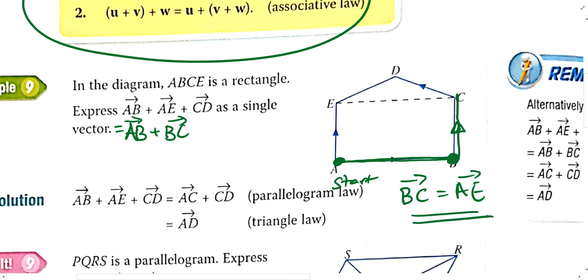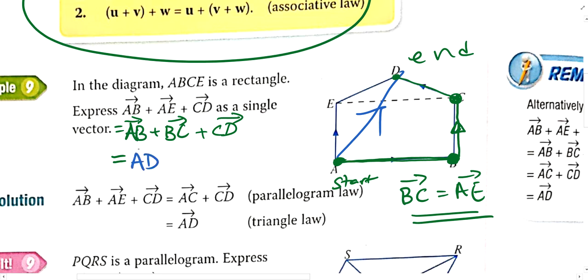Okay so far? So now from A, I move to B, I move to C. What is the last one? Plus CD. I'm very happy to see CD. It is from here to here. So this is my end. I got my start and my end. So this is now written as a single vector starting from A to, where is the ending? D. So this is my final answer. This is the same as AD.